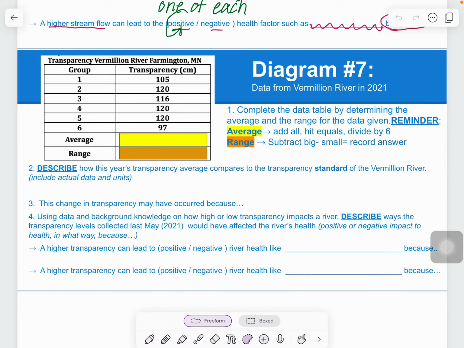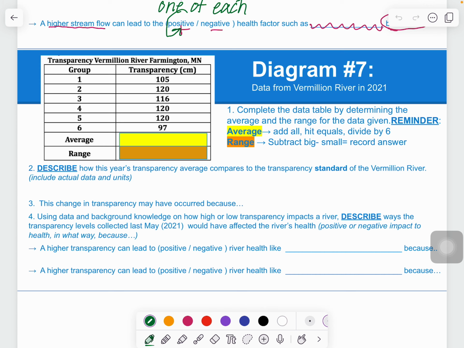Okay, last piece here is diagram 7, very similar to diagram 6, but now we are thinking about transparency data, right? We just did stream flow, now our shift is to transparency. Instead of a graph, we have a data table. So we got to fill in that data table a little bit first.